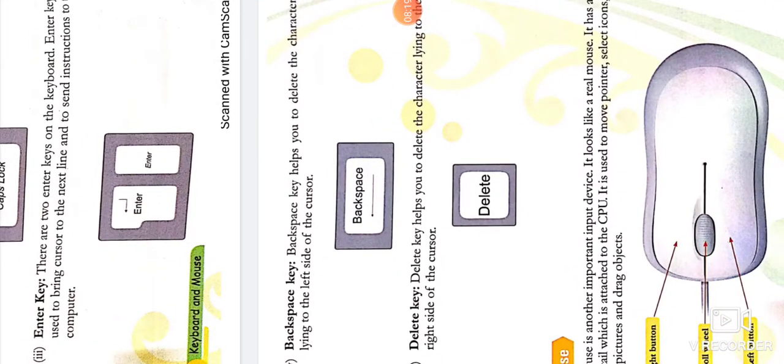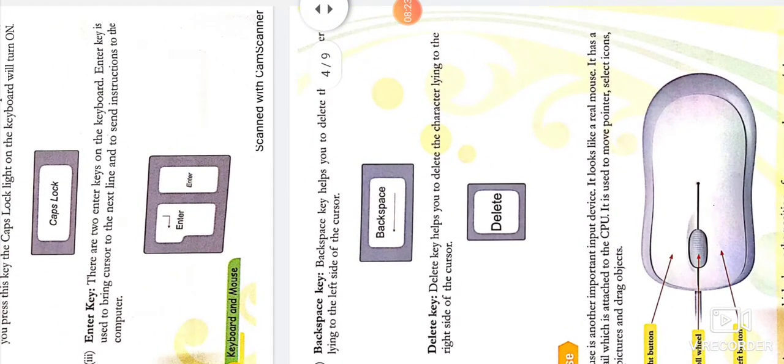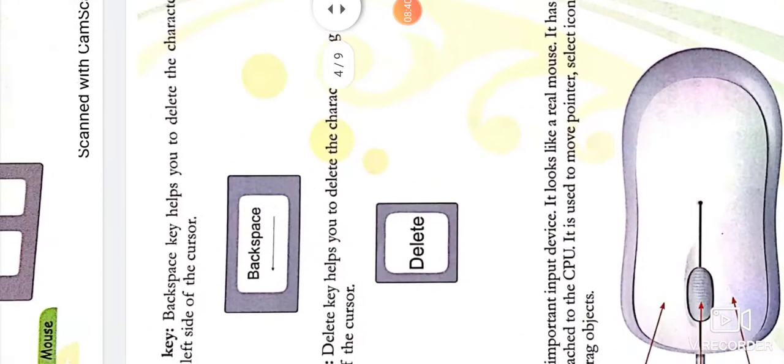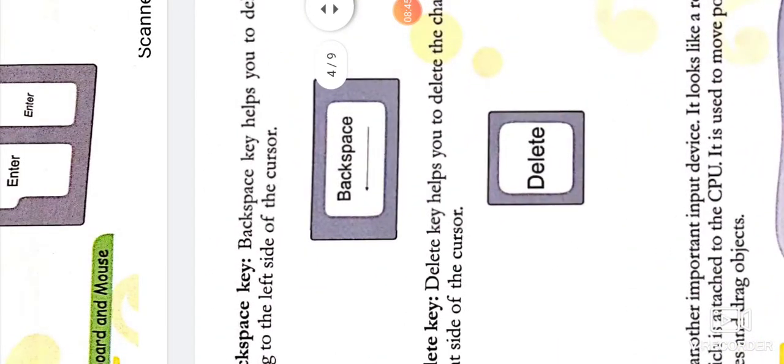Last one is delete key. What is delete key, my dear students? Delete key helps you to delete the character lying to the right side of the cursor. Whenever some characters are lying on the right side of the cursor, and we want to delete that character, we use delete key. See the picture? We use this delete key.